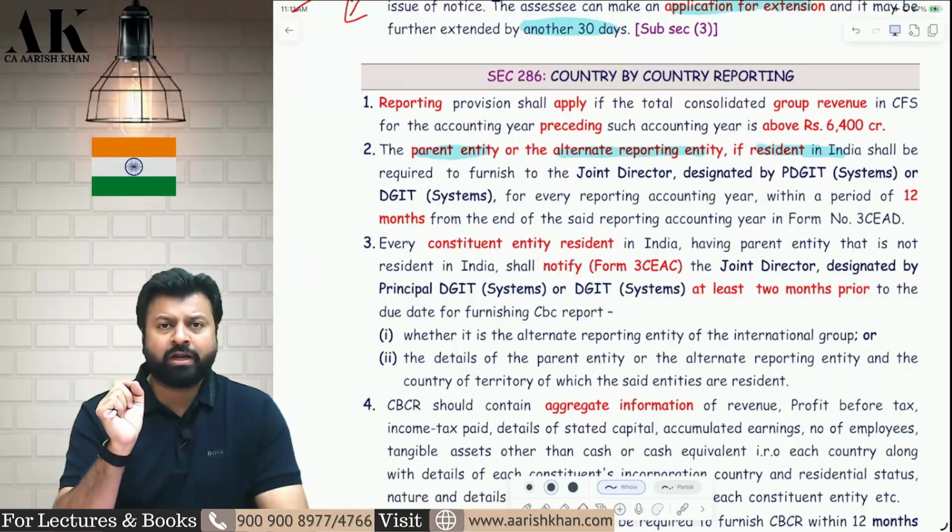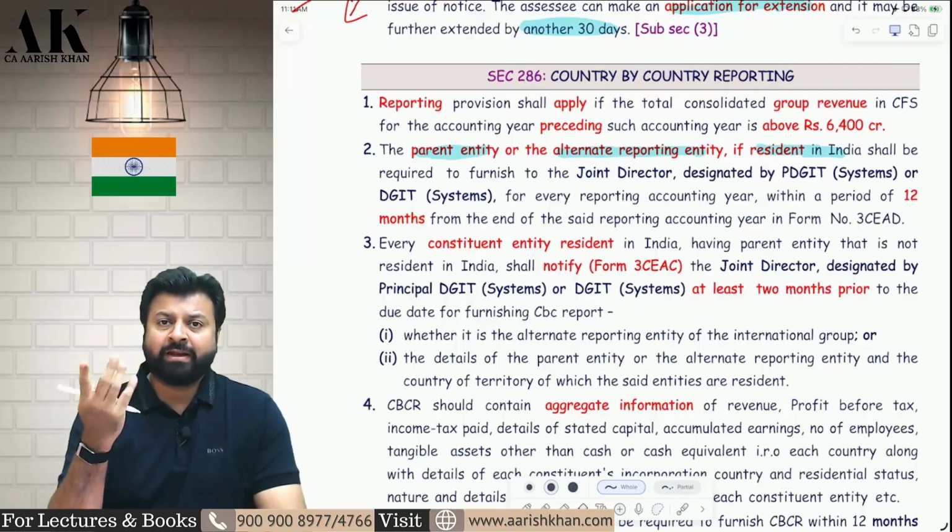Now coming back to alternate reporting entity. Sir, who is alternate reporting entity? See, by default, where will Sony file CBCR? Sony will file CBCR by default in Japan.